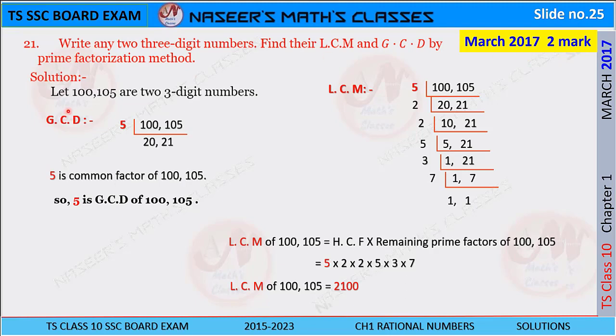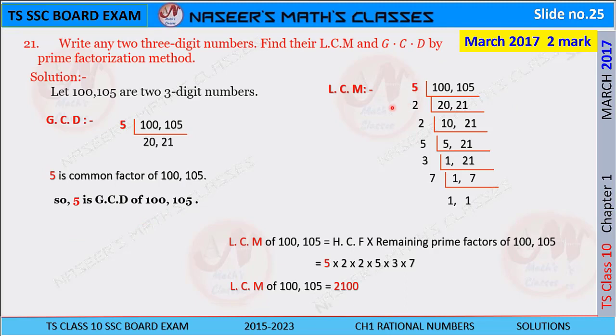So according to given problem, we have to take two numbers which have 3 digits. Let 100 and 105 are any two 3-digit numbers. First we find GCD. To find GCD, we divide 100 and 105 with 5. So 5 20s is 100, 5 21s is 105. So 5 is only common factor of 100 and 105. Therefore 5 is GCD of 100 and 105.